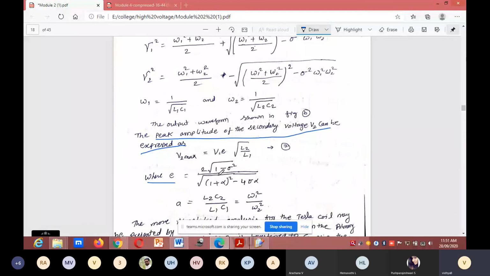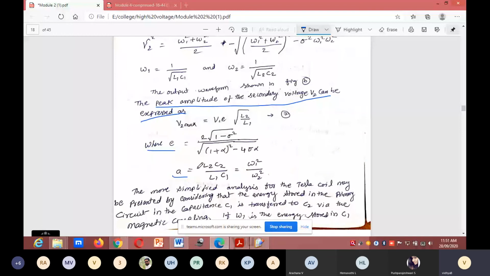where E is equal to 2 into square root of 1 minus sigma square divided by square root of (1 plus alpha square minus 4 sigma into alpha), where alpha is equal to what? Alpha is equal to L2 C2 divided by L1 C1 is equal to omega 1 square divided by omega 2 square.